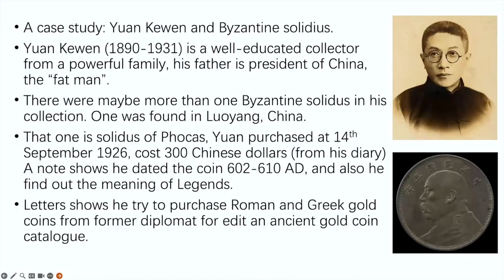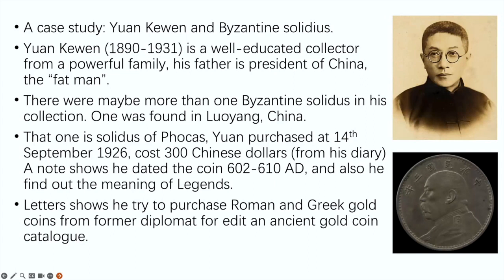There is another case study which is quite interesting. It's about someone trying to buy Roman coins in 1926. The man called Yuan Kewen is the son of the Chinese president. Lots of people know the Fat Man dollar, right? He is the son of that Fat Man. So he's a coin collector.